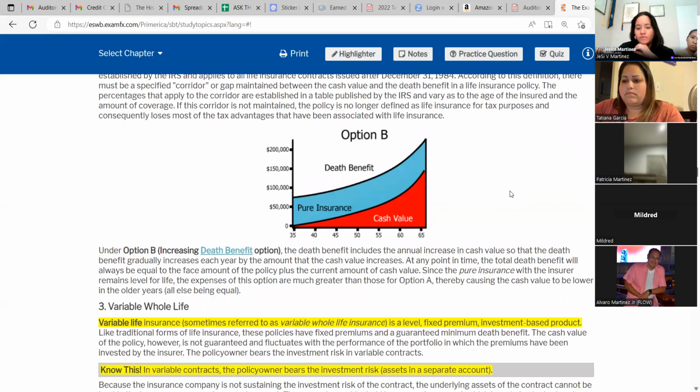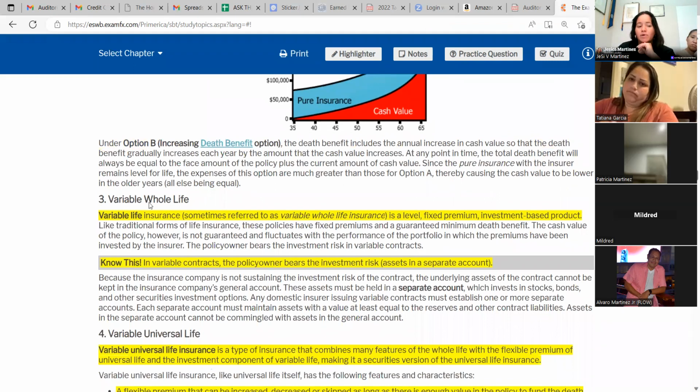expensive because of it. Okay, so variable whole life. Variable life insurance, sometimes referred to as variable whole life insurance, is a level fixed premium investment based product. So some sort of level fixed investment based product. Like traditional forms of life insurance, these policies have fixed premiums and a guaranteed minimum death benefit. The cash value of the policy, however, is not guaranteed and it fluctuates with the performance of the portfolio in which the premiums have been invested. So in a variable contract, the policy owner bears the investment risk.